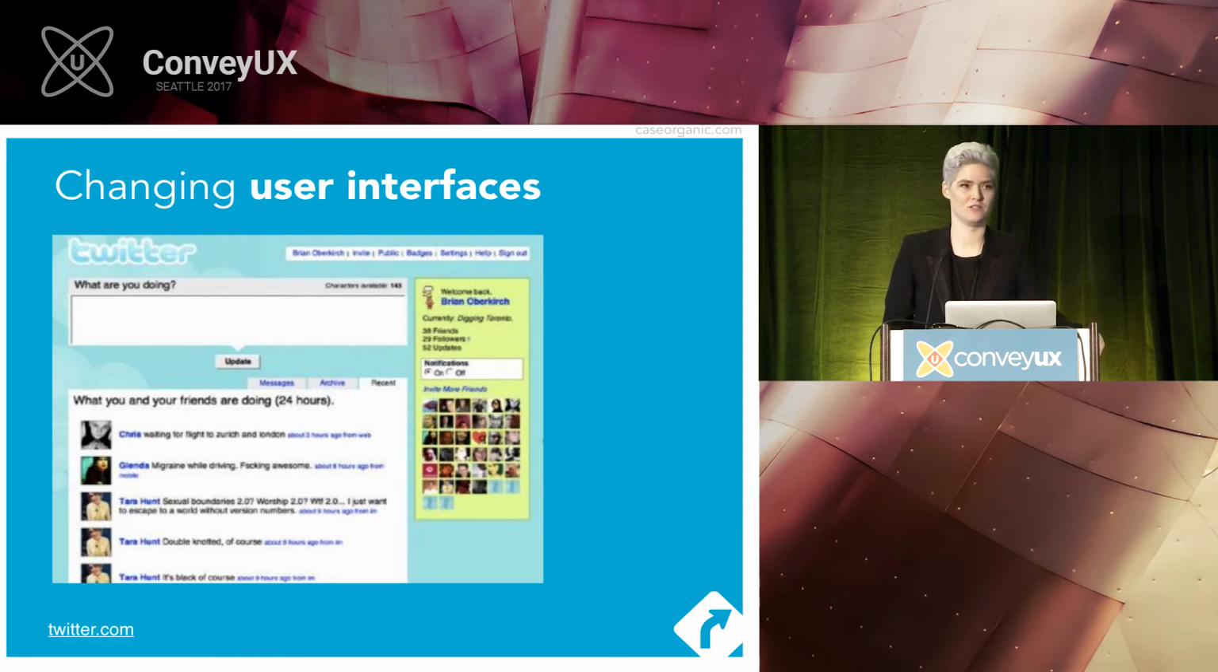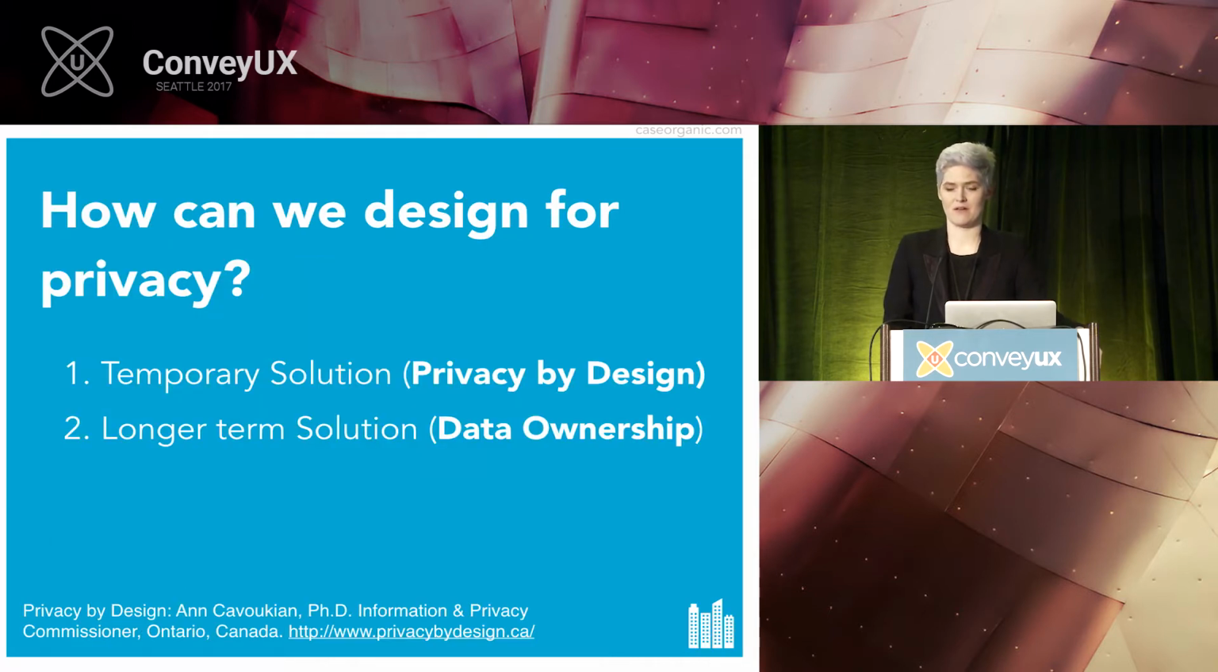If we talk about technology being really great and stable, why do we still have to buy a new phone every 6 months because the battery runs out? So how can we design for privacy? There's a temporary solution, which is simply privacy by design. And then the longer term solution is probably going to be data ownership. And this, of course, hasn't been solved yet, so I'll talk about what could happen in the future.